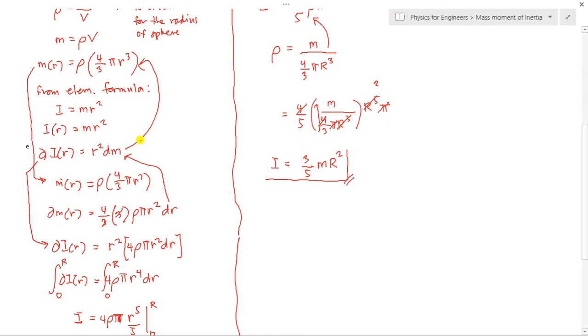Okay, so let's proceed to the next geometry, which is the thin ring. Okay, so for the thin ring, here is the illustration.